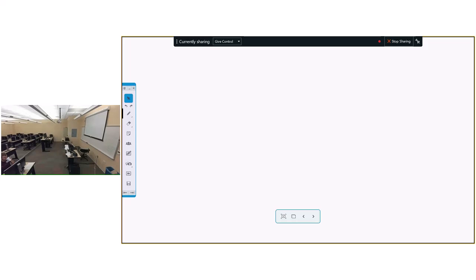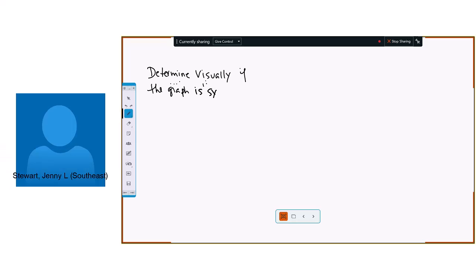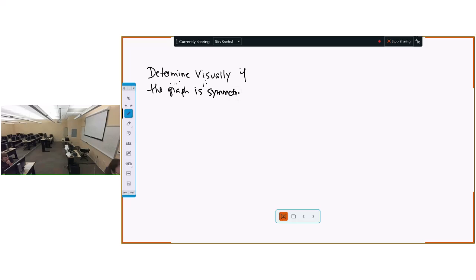Okay, so determine visually if the graph is symmetric with respect to the x-axis, the y-axis, the origin. Okay, so here's my graph.